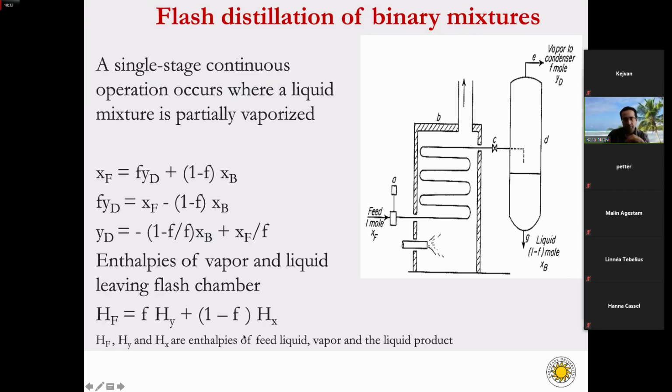So 1 minus F is going in the liquid phase, F is in the vapor phase, and 1 is the flow of the feed, right? So you can perform a very simple material and energy balance around a flash distillation of a binary mixture.